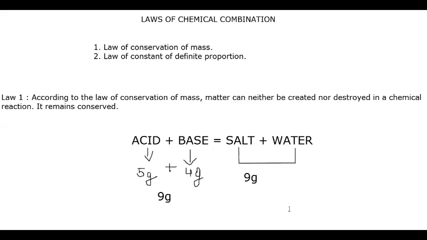Let me write it with a red pen so that you guys remember it's important and don't leave it behind. Important. So what is important? Reactant mass is equal to the mass of product.